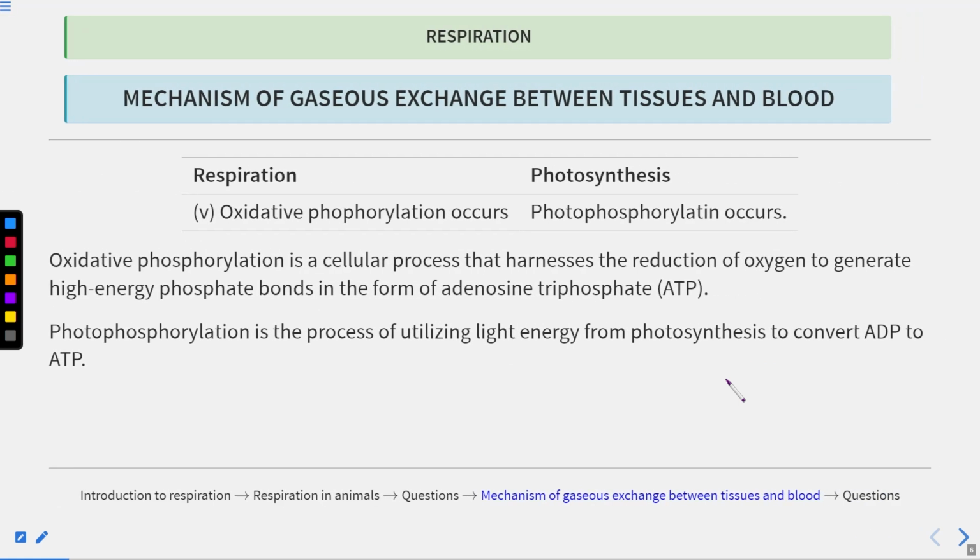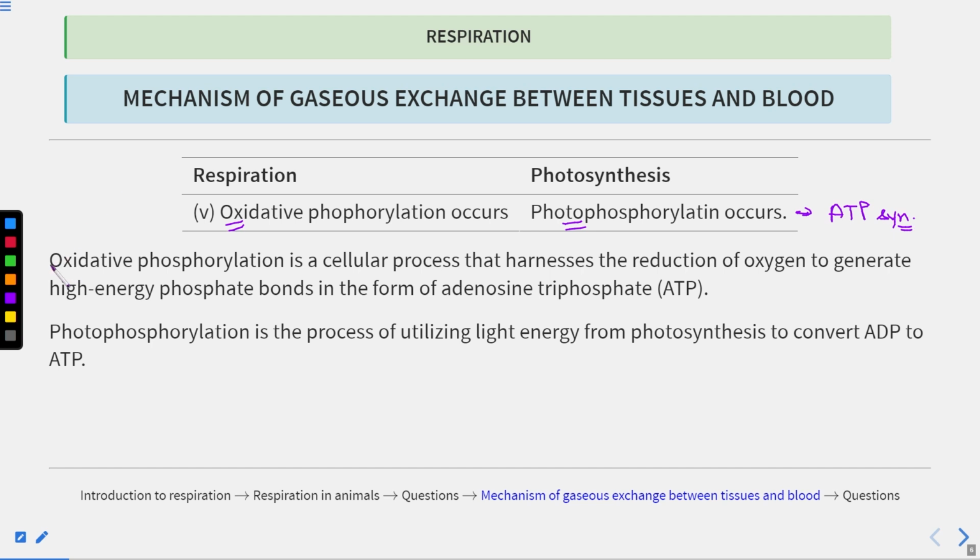Clear? Now the next difference is that during respiration oxidative phosphorylation occurs, and during photosynthesis photophosphorylation occurs. Okay, so during phosphorylation what happens? There is ATP synthesis. So ATP synthesis occurs during the phosphorylation.